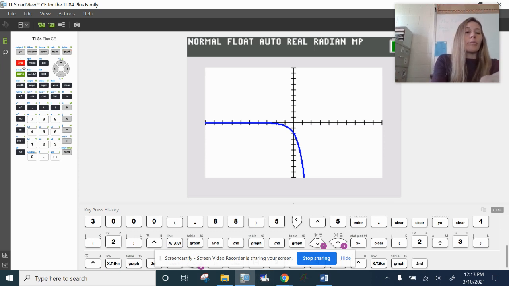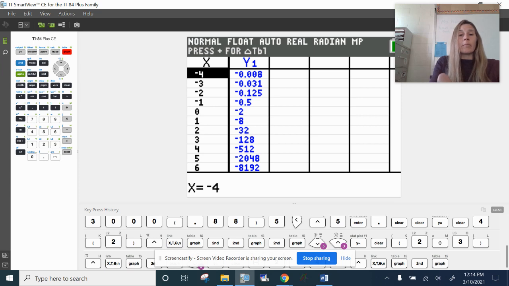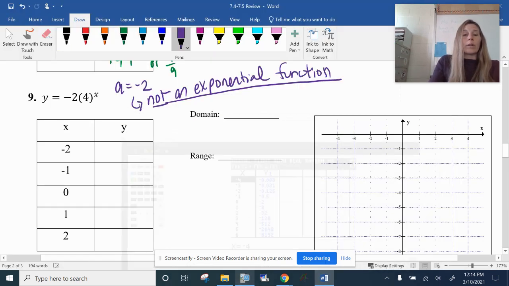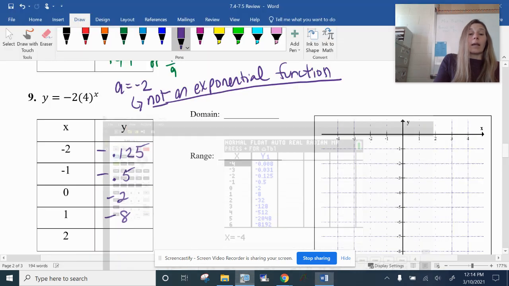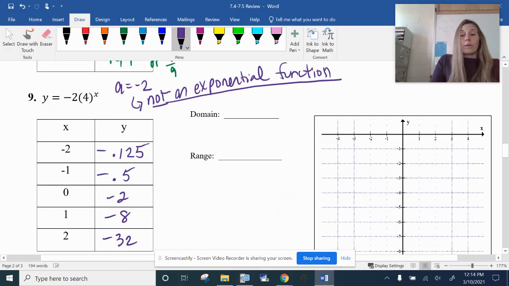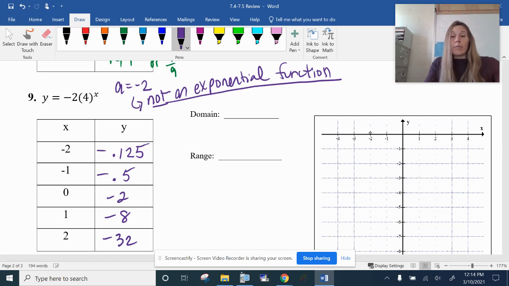So going to my table to get points, just to plot them, negative 2 is negative 0.125. And we have negative 0.5. And then I believe that was negative 8, and then negative 32. So we can still graph it. Negative 2 and negative 0.25 will be just under the x-axis there. Then negative 1 and negative half. 0, negative 2 is still your y-intercept there. 1, negative 8 will be down here. And your graph would look something like this.